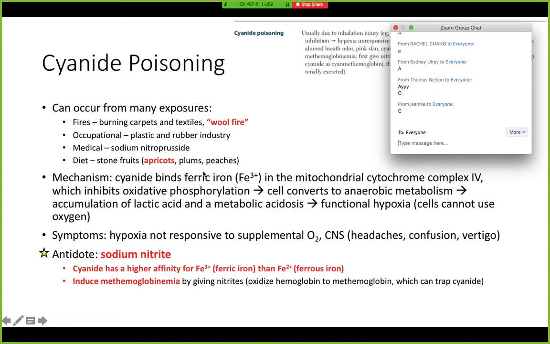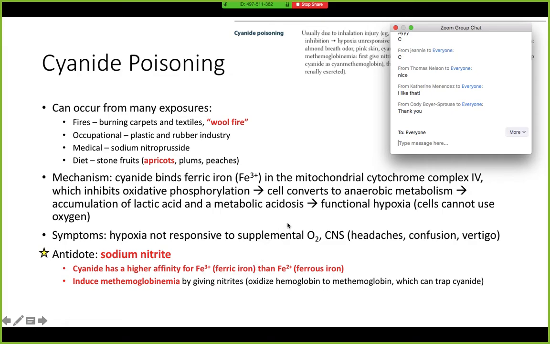This is sort of embarrassing to admit, but hopefully I'm not the only one. For the longest time, I had trouble remembering the difference between ferric and ferrous iron. So to help you out, in case I'm not the only one, for ferrous iron, if you remember just the two of us, so the two and the us, hopefully you'll never forget the difference again.